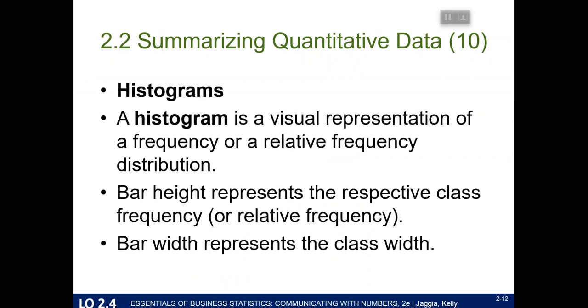Let's see. A histogram is a visual representation of the frequency or the relative frequency distribution. So the bar height indicates the frequency or the relative frequency within each class, and the width represents the class width. So we want all of our class widths to be the same, so all of the widths of our bars should also be the same.